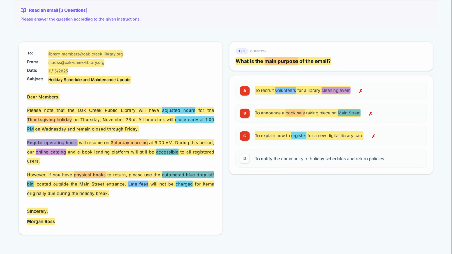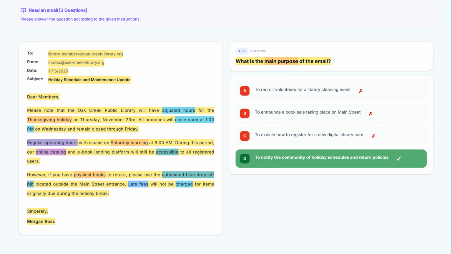Finally, let's look at option D. To notify the community of holiday schedules and return policies. This choice perfectly captures the holiday schedules and the return policies mentioned in the text. It summarizes the entire message accurately. The correct answer to this question is option D, since it encompasses both the timing changes and the instructions regarding book returns.